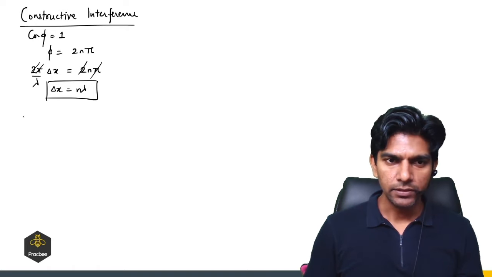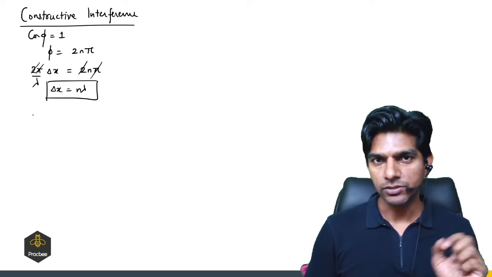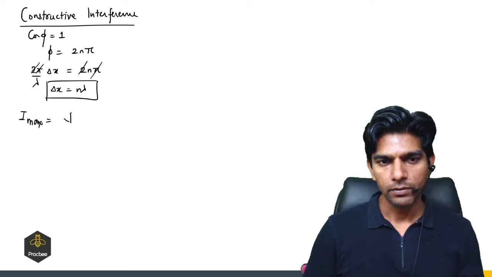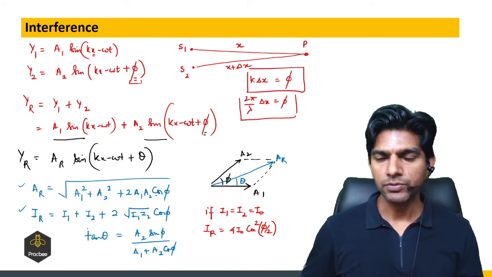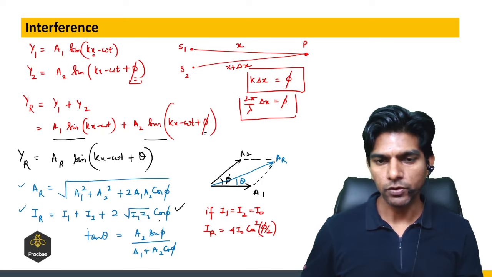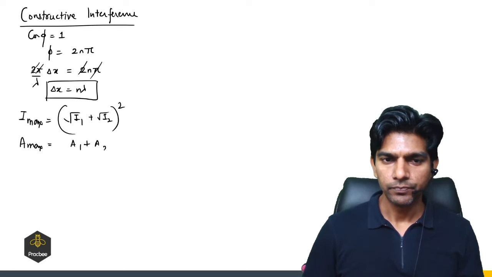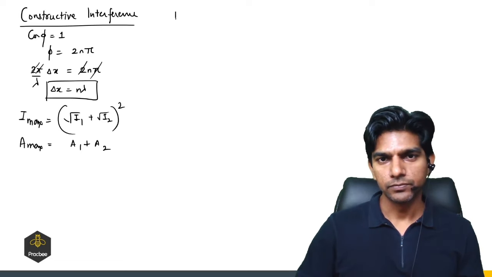Now in case of constructive interference, intensity is maximum. So we can say I max will be the square of root I1 plus root I2. And we can get this by just substituting cos phi equals 1 in this formula. Similarly, maximum amplitude will be given as A1 plus A2. Right? So now let us see the case of destructive interference.